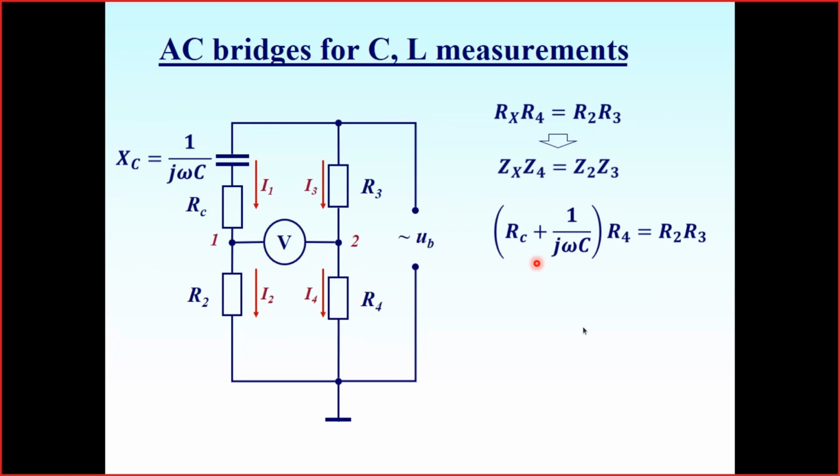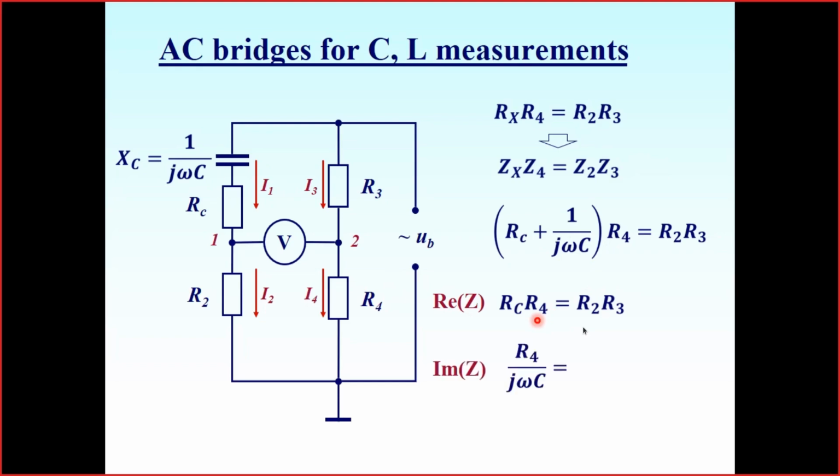We actually have to consider now the equality of two complex numbers. What does it mean that two complex numbers are equal? It means that both real parts are equal and imaginary parts are equal. So for the real part, it's very fine. We just have to balance the R_C R4 product with the R2 R3 product. We may find such a combination, for instance, by changing R2 or R4, and finally get an equilibrium, or let's say balance the real parts.